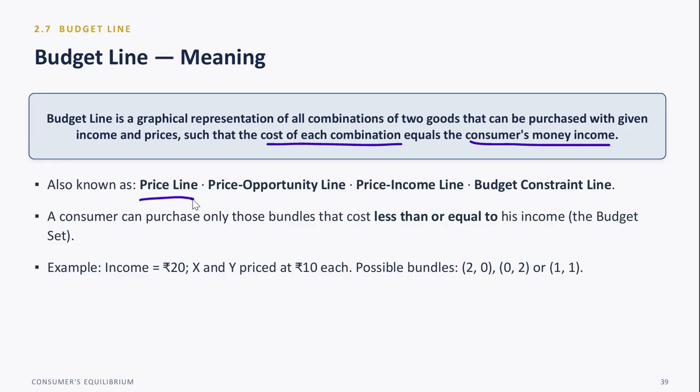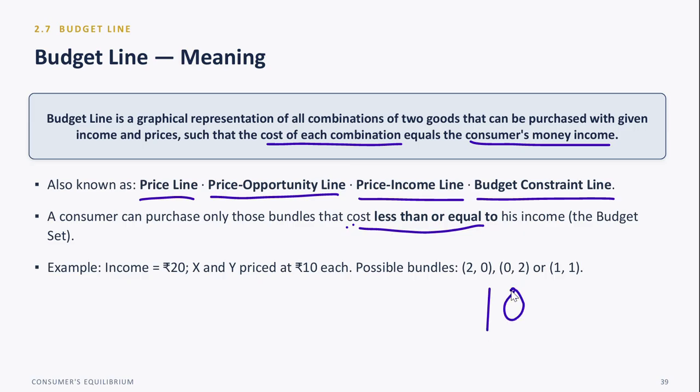It is also known as a price line, a price opportunity line, price income line, budget constraint line. So a consumer can purchase only those bundles that cost less than or equal to his income. For example, I have 100 rupees. So obviously I can buy goods worth 100 rupees or less than 100, right? So similarly, a consumer can purchase only those bundles that cost less than or equal to his income. And these sets or these bundles are known as the budget set.